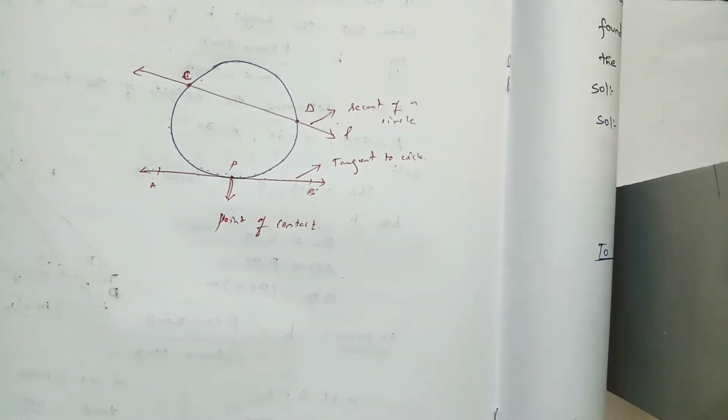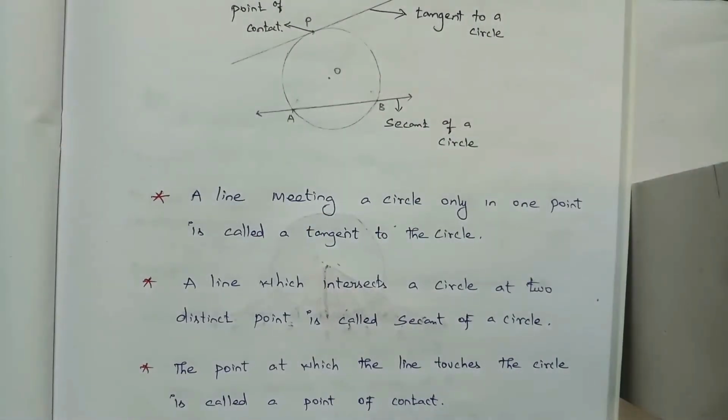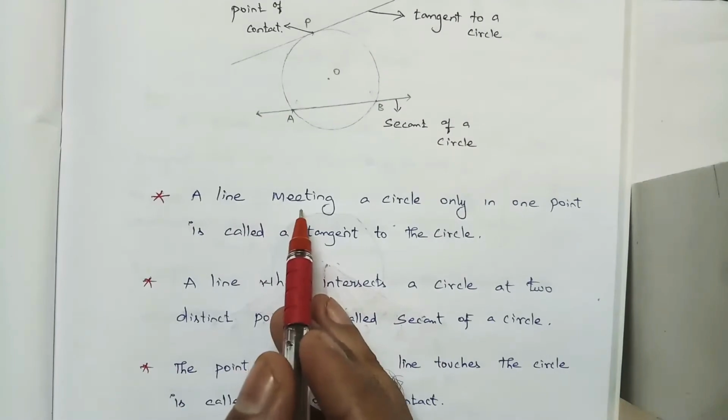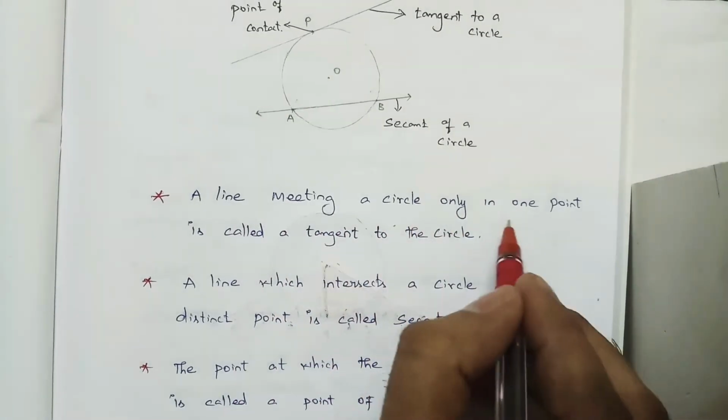So first write down the notes. The notes are very important. Write down your notes. A line meeting a circle only in one point, that is very important.